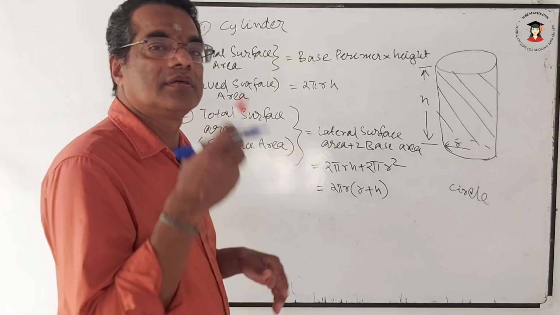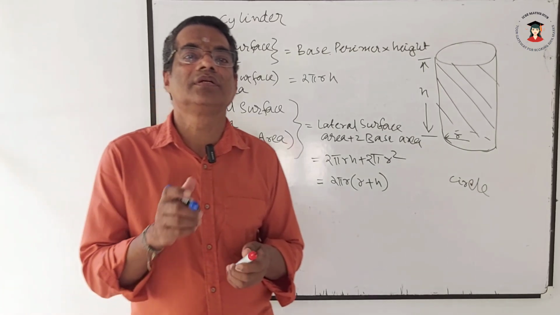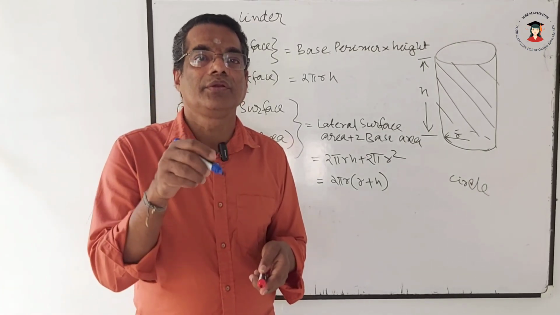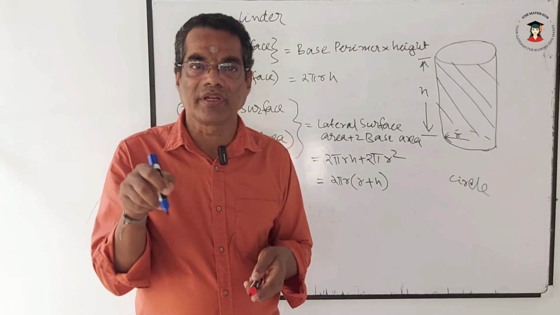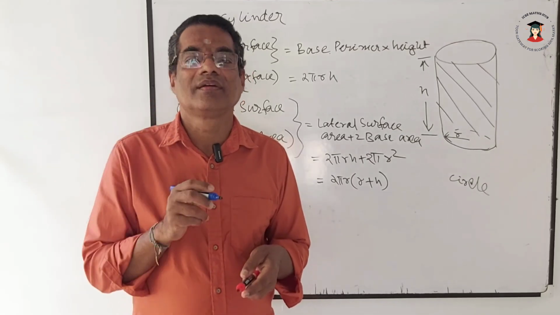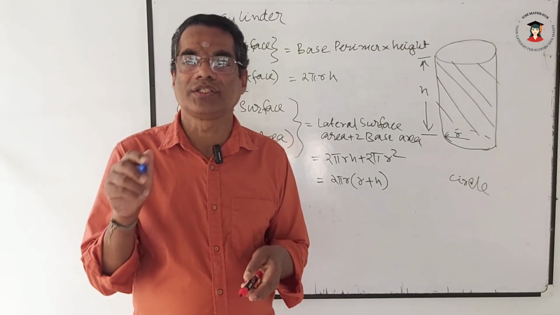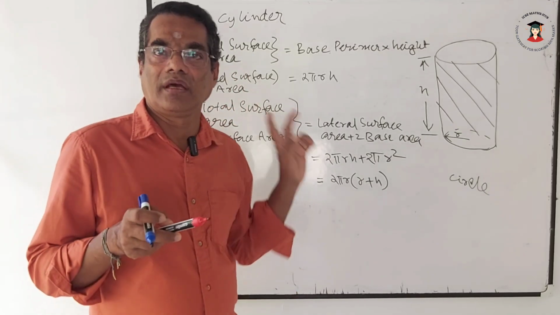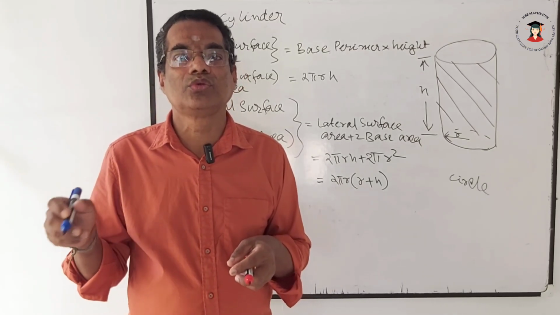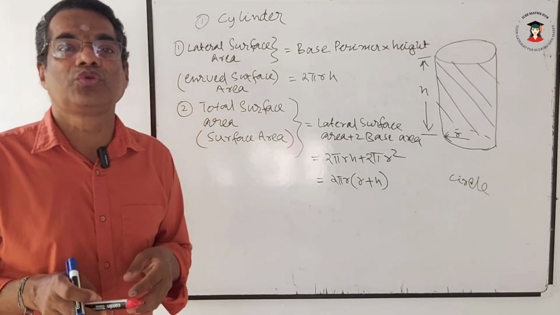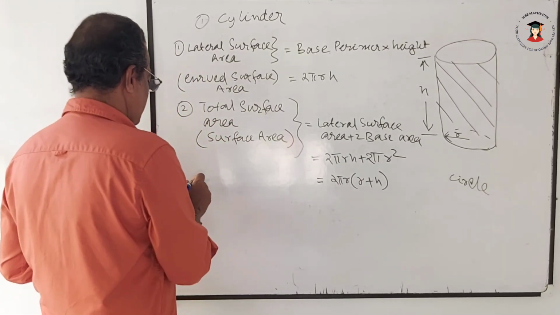So remember like this, that the lateral surface area is base perimeter into height. That is 2 pi r is the base perimeter and h is the height. So it is 2 pi r h. Then the total surface area is lateral surface area plus 2 into base area. That is 2 pi r h plus 2 pi r square. Now comes the volume.